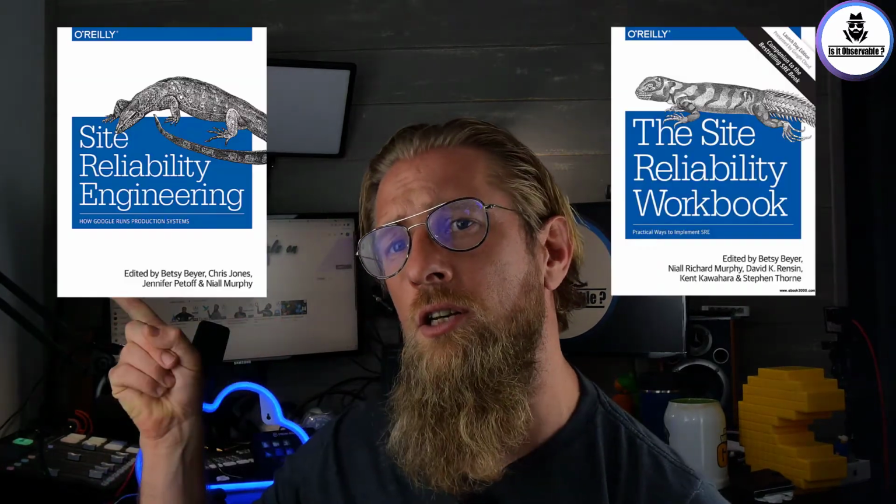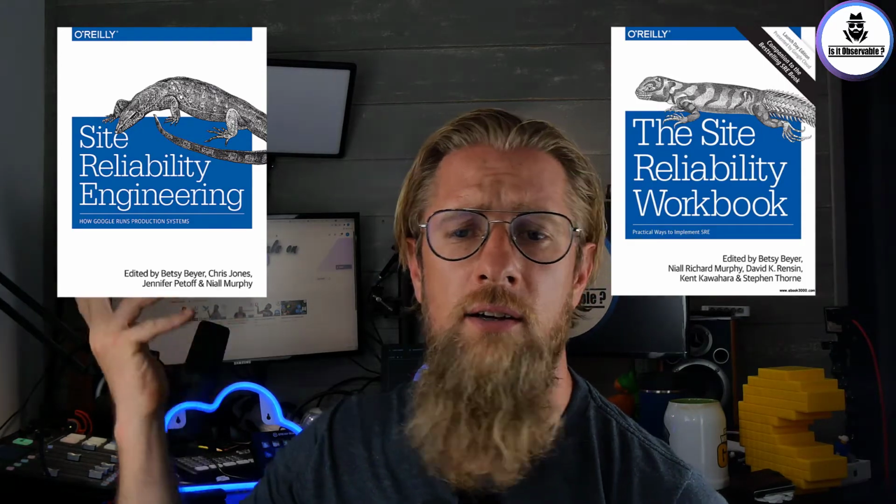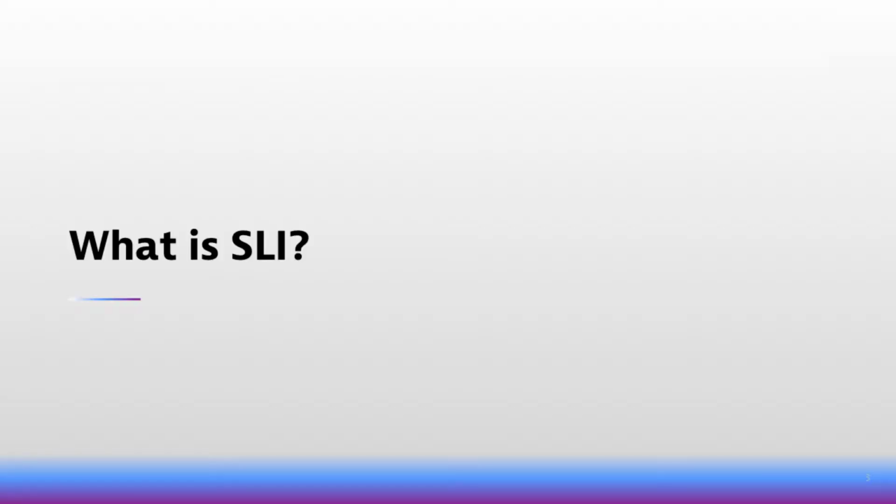A few years back, Google initiated and introduced the notion of site reliability engineering. By the way, there is an amazing book, which is here. You can purchase it on Amazon and various resellers, so take advantage and read it. It's an amazing book. So let's start with the SLI.